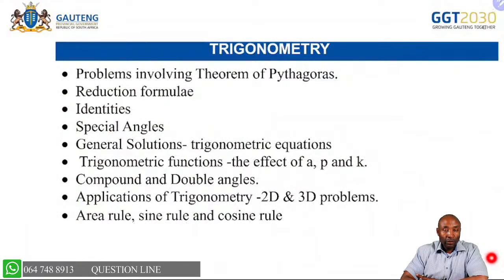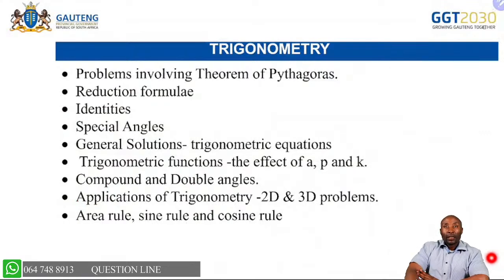Trigonometry, we are going to solve problems that involve our CAST diagrams where we use the theorem of Pythagoras. We are going to look at the reduction formulae, our identities, special angles, general solutions, trigonometric equations, trigonometric functions. We should practice these. The effect of a, p, and k. We should also look at our compound and double angle identities.